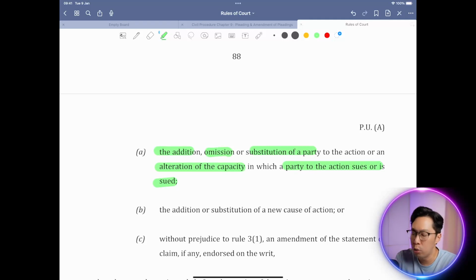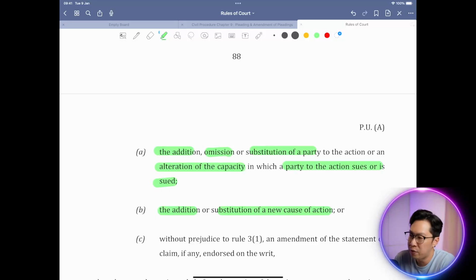Addition, add on a co-defendant. Omission, remove a defendant. Substitution, Alex becomes Jamie. Or alteration of capacity in which a party sues. For example, Alex is suing as a defendant. Suddenly, Alex wants to change to sue as an administrator. Or addition, substitution of a new cause of action.